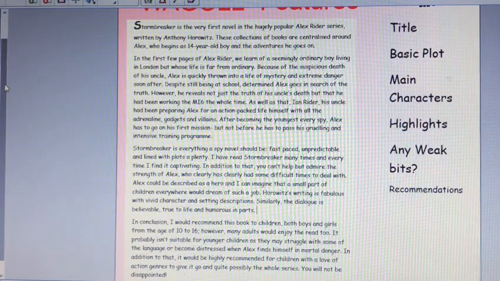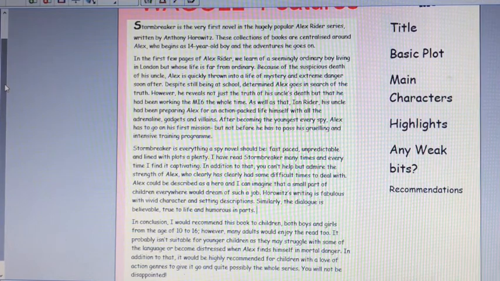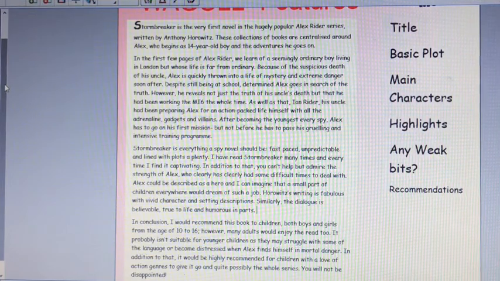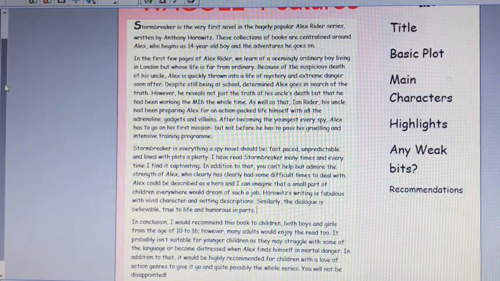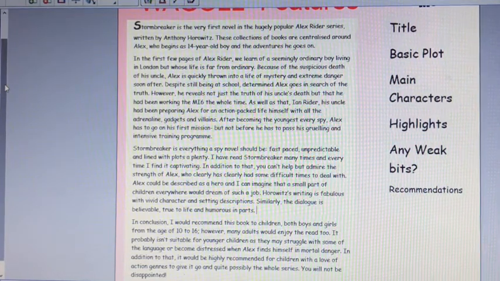In addition to that, you can't help but admire the strength of Alex, who clearly has had some difficult times to deal with. Alex could be described as a hero, and I can imagine that a small part of children everywhere would dream of such a job. Horowitz's writing is fabulous with vivid character and setting descriptions. Similarly, the dialogue is believable, true to life and humorous in parts.